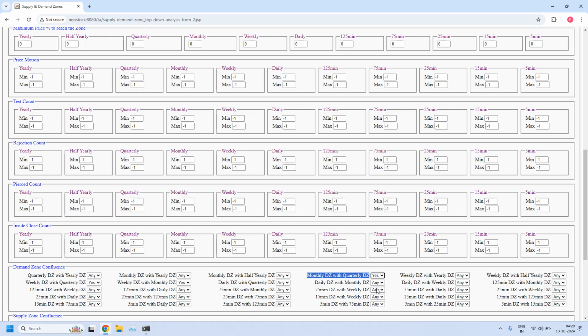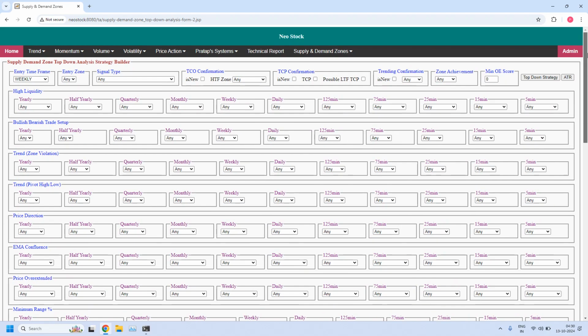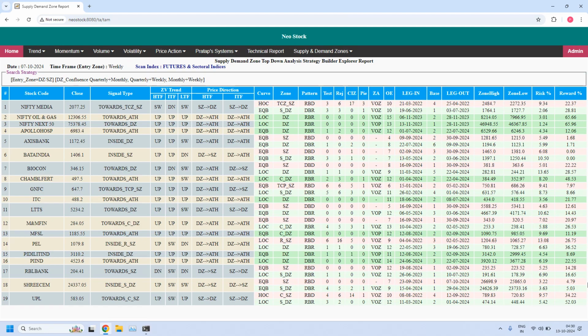What exactly is the meaning? Weekly zone is part of the monthly zone. Weekly and monthly together again part of the quarterly zone. Such kind of combination is a powerful combination. Let's verify how many stocks will filter. 19 stocks are there, such kind of stocks.